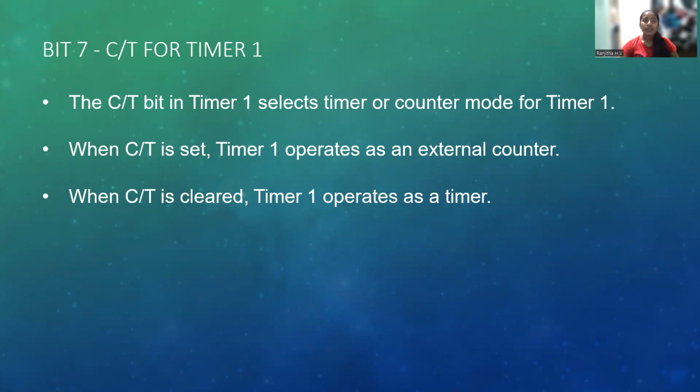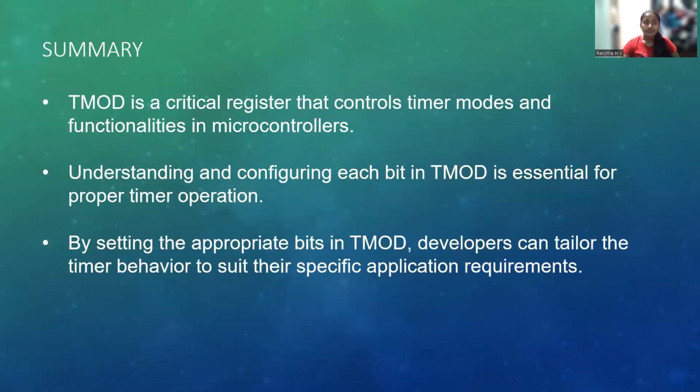Bit 7, the C/T bit for Timer 1. The C/T bit in Timer 1 selects the timer or counter mode for Timer 1. When the C/T bit is set, Timer 1 operates as an external counter. When the C/T bit is cleared, Timer 1 operates as a timer.